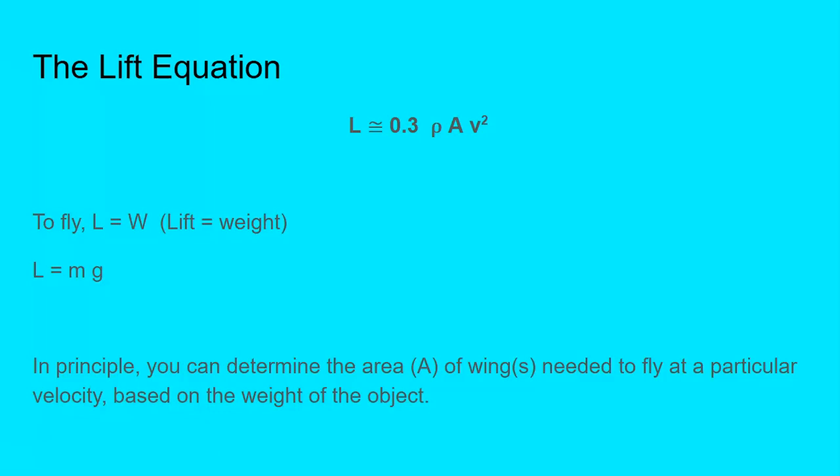Now, for something to fly, the lift has to be equal to the weight. In other words, lift has to be equal to m times g. So in principle, you can determine the area of the wings needed to fly at a particular velocity based on the weight of an object.